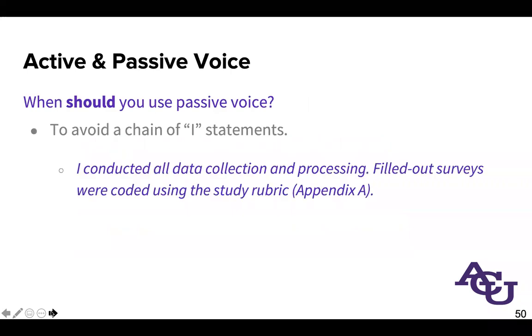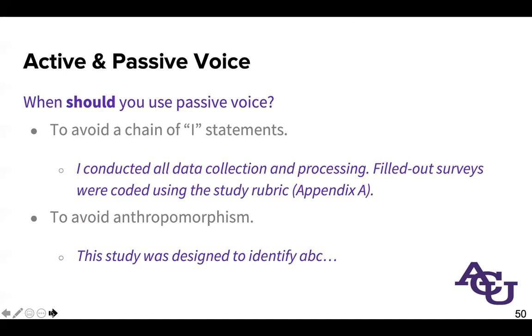All right, so the most common place where you'd be using I statements is when you're clarifying who did what. And then the most common reason that you'd be using passive voice is after you've clarified who did what. Like, I conducted all data collection and processing, filled out surveys were coded. It's not that I coded the filled out surveys would be wrong, but if we have a whole paragraph with everything starting with I, it just feels like the focus is on you as the individual because you keep saying I did X, as opposed to putting the focus on the things that were done and found. You also often use passive voice to avoid anthropomorphism.